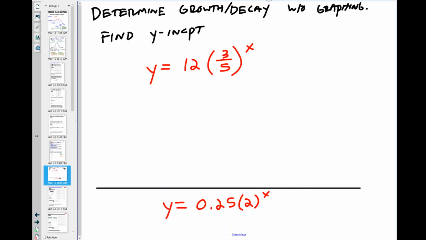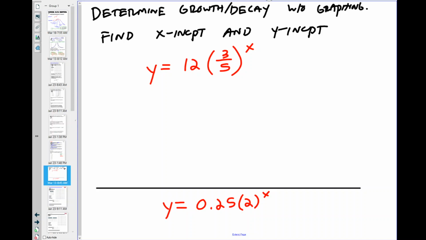And you know what? Let's change the instructions because I believe that they're going to add these to the test. So let's find both x-intercept and y-intercept. And then let's also determine if we have a growth or decay.